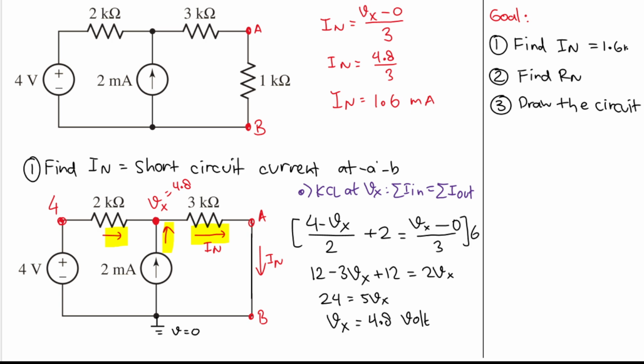Let's write it like this. Okay, so that is the value of IN. And then the next thing that we need to do is to find Rn. But then we need to turn off the sources, and also we need to take out this 1 kilo. Okay, how to do that? Let's clean up the slide first.